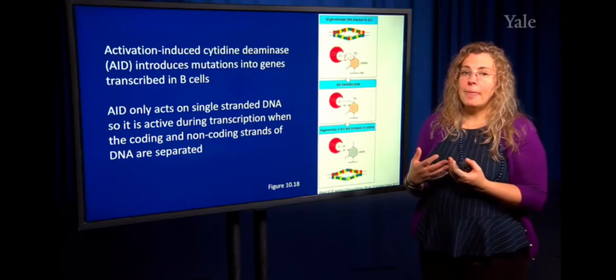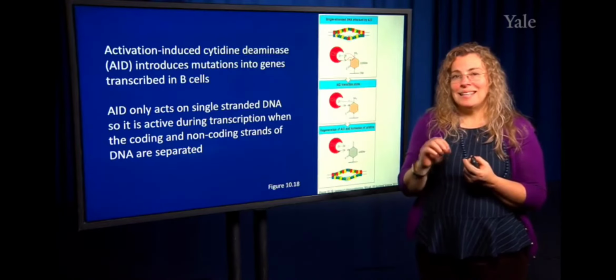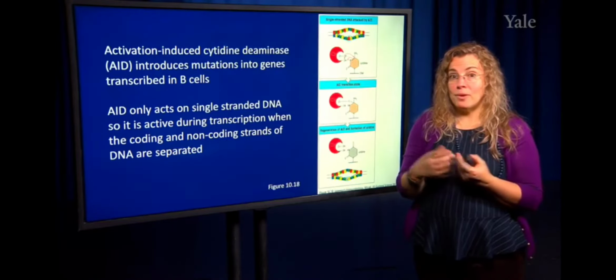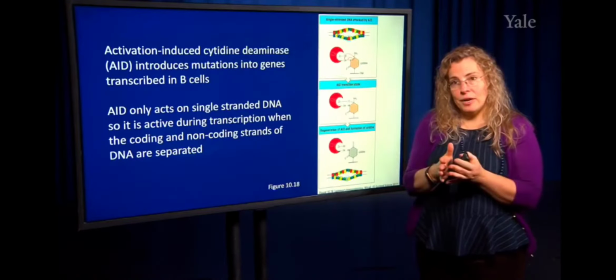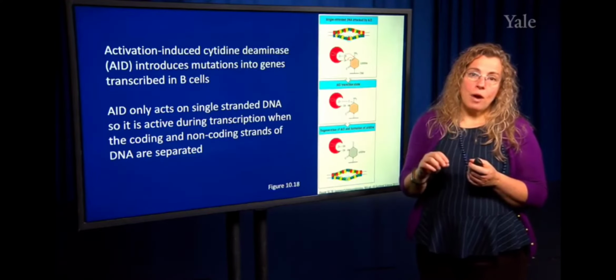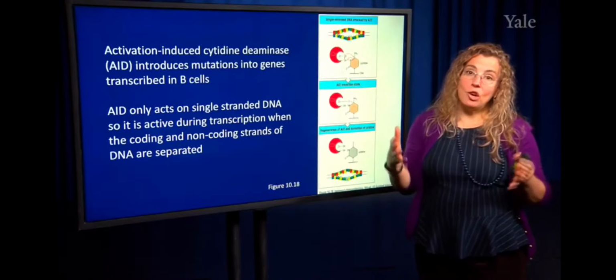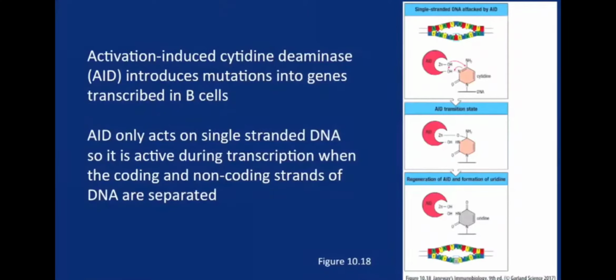This enzyme only works when the DNA is single-stranded. Now remember, most of the time our DNA is never single-stranded in our cells. It's double-stranded. However, if a gene is being transcribed, the two DNA strands have to open up so that RNA can be made off of one of them. And that's what provides the window of opportunity for AID to come in and mutate a C in a single-stranded piece of DNA. And that's what's shown here.